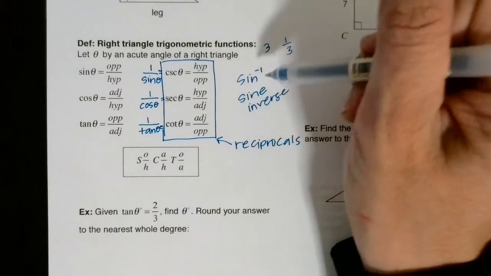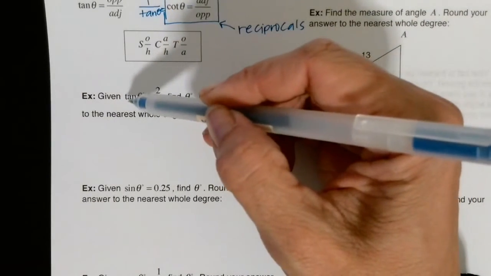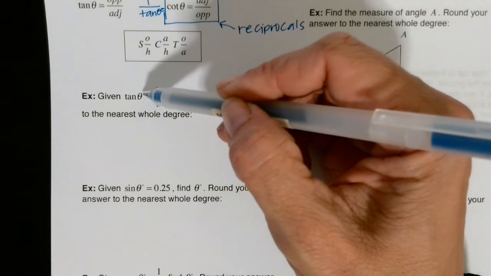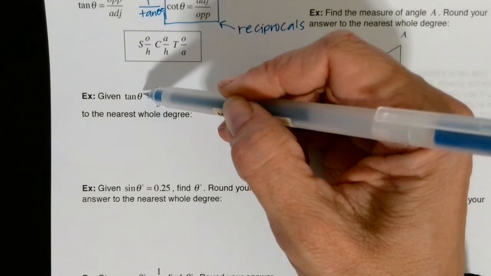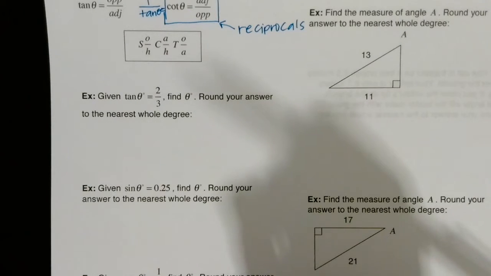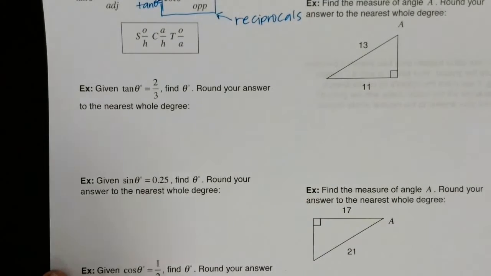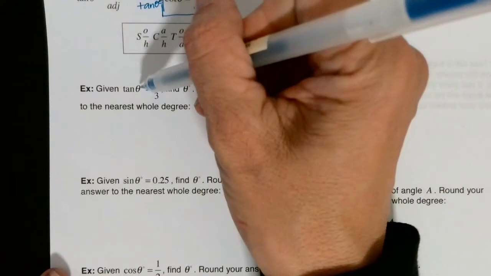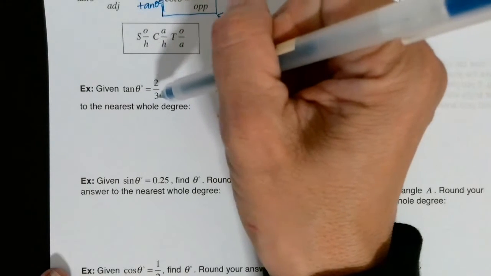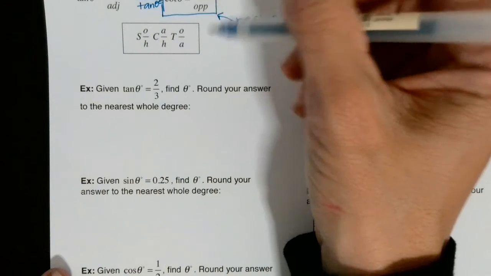Okay, so we're working with inverses today. Maybe we'll do a little reciprocals, I don't know, but let's take a look at it. The first example says you're given that the tangent of theta in degrees, so notice that degree symbol, that's telling us that we need to be in degrees in our calculator. There's another angle measure called radians that we're going to work with in a little bit too, but for now we're sticking with degrees. So given that the tangent of theta equals 2 over 3, find theta. Round your answer to the nearest whole degree.